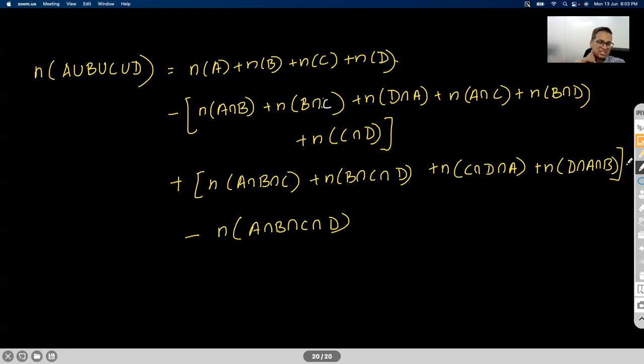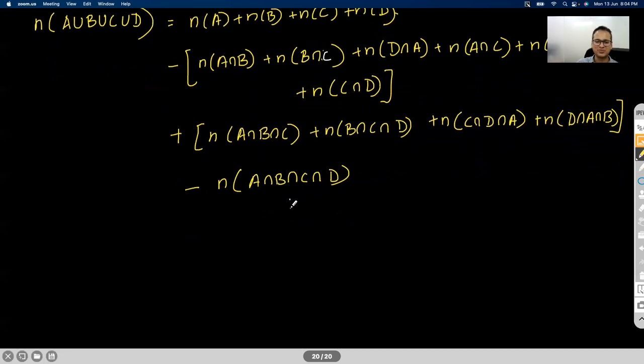So look at the pattern. This is how you are going to generalize it even for further steps. So here, you are adding single, subtracting double, again adding triple, subtracting quadruple. So one at a time you add, two at a time intersection you subtract, three at a time again you're adding, four at a time you're subtracting. So this continues on and on. Getting the point? So this can go on and on.